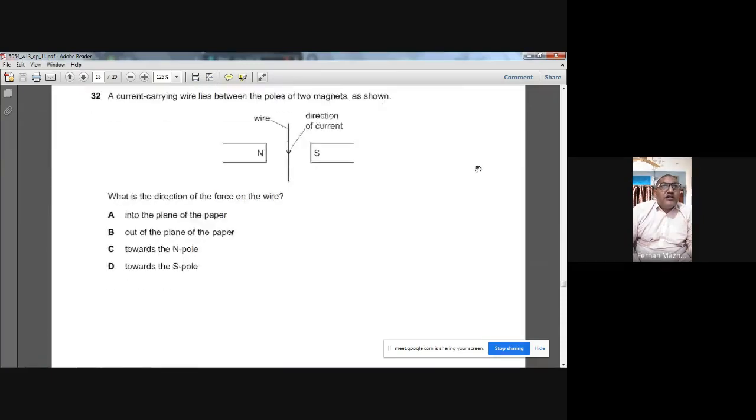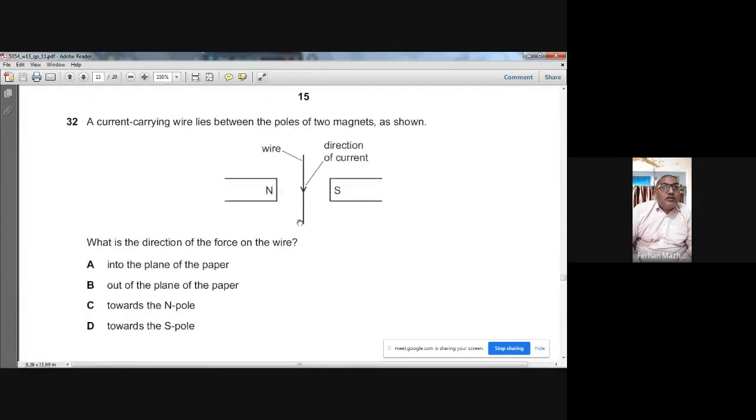Okay, question number 32. He says a current carrying wire lies between the poles of two magnets as shown. What is the direction of the force on the wire? So we will use the left hand rule. If you put a current carrying wire in a magnetic field, you can tell the direction of the force. We call it the motor effect. So you can use the left hand rule. FBI, left hand.